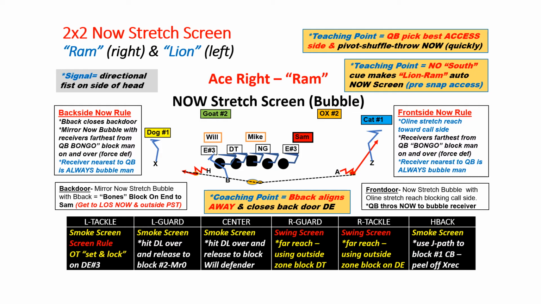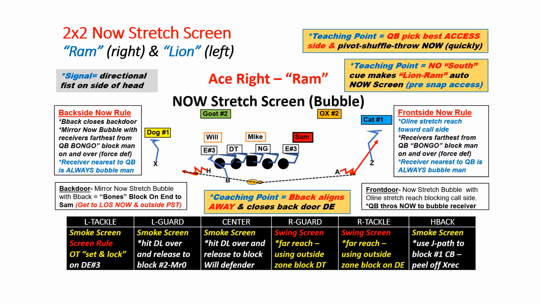When we run our bubble screens, it's a simple rule. The receiver closest to the quarterback is always the bubble receiver, and we're going to mirror this on both sides. So you can see here it's the A and the H. They simply turn and do a back pedal towards the sideline. The Z and the X then become the blockers, always blocking the number 1 defender.